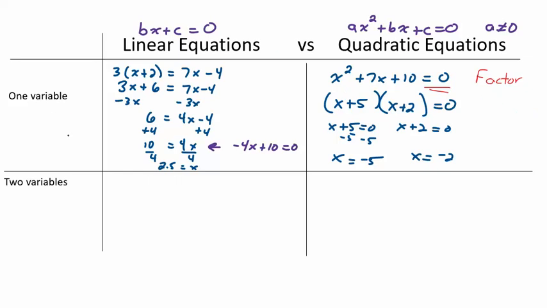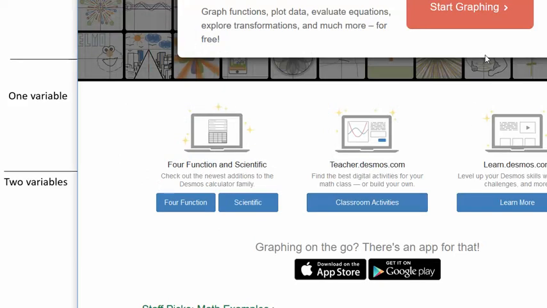Now, a linear equation in two variables is going to look something like this. y equals 3 times x minus 1. Now I have two variables. I have x and y. Now when I graph a linear equation in two variables, what do I get? Well, it's a linear equation, so guess what you get? You get a line. Let's see if we can pull up Desmos here real quick and make this work.